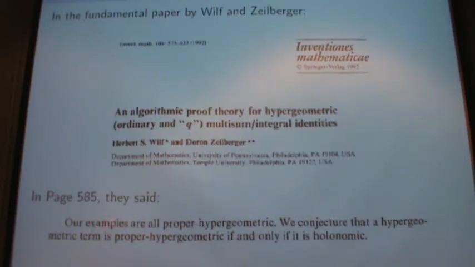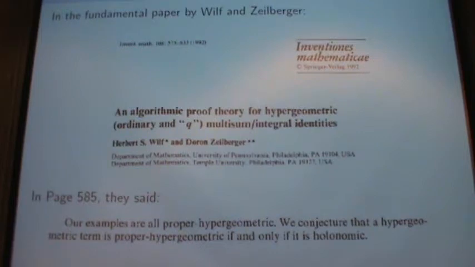They say: our examples are all proper hypergeometric. We conjecture that a hypergeometric function (hypergeometric term) is proper; here I replace "term" by "function" because term is for the discrete case. That is, f is proper hypergeometric if and only if f is holonomic. So the real meaning of this sentence is that it is a bridge between properness and holonomicity.